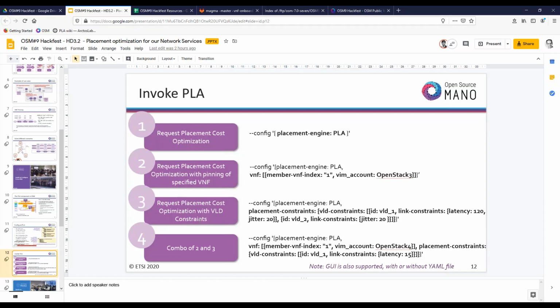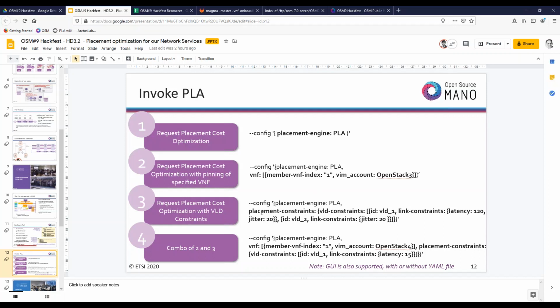So when we invoke this, we need to tell OSM that we want to have support for automatic placement, and we do this by adding placement engine PLA to the config. As we will see later, you can do this in a configuration file. If we want to pin a specific VNF, then we just add a list of the VNFs we want to pin. We identify the index, and then we just say it should go to this VIM account. In this case, it was called OpenStack 3.